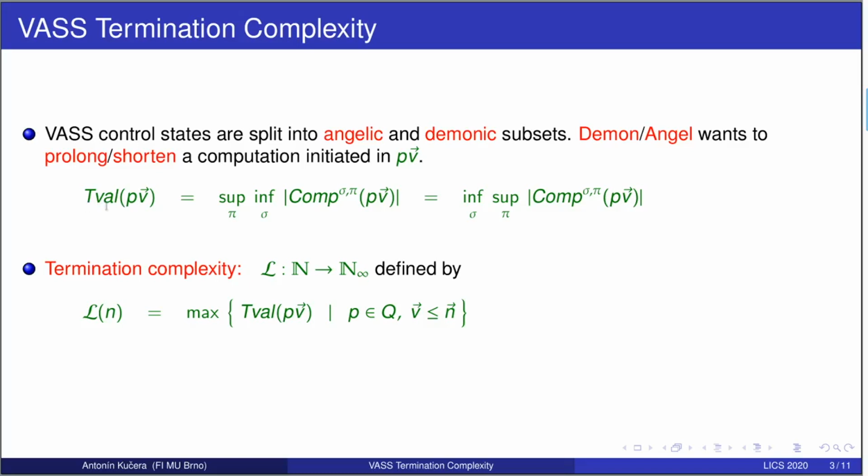In general, this T-val can also be infinite. So now we can define the termination complexity of a given VASS. It is a function L assigning to every n the maximal value of a configuration where the initial counter values are bounded by the n.